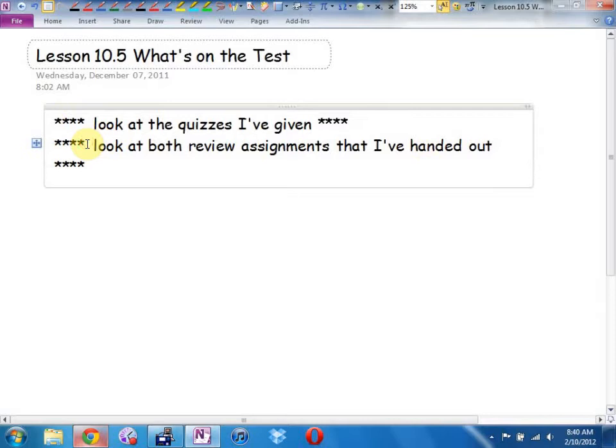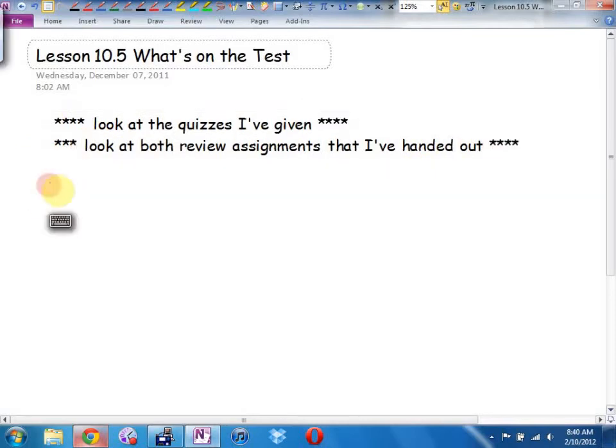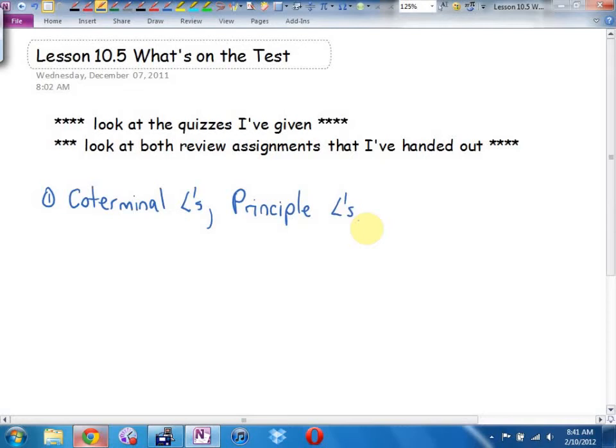Okay, apparently I can't quite fit that in. There we go, good enough. So what do you need to know? You need to know coterminal angles. Principal angles. Coterminal angles and principal angles.